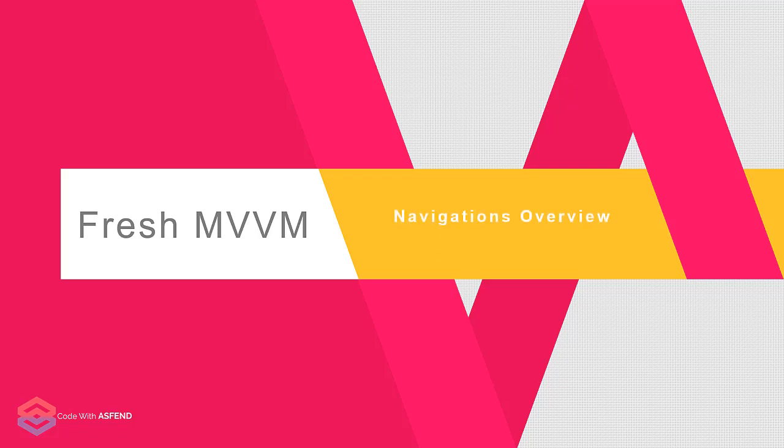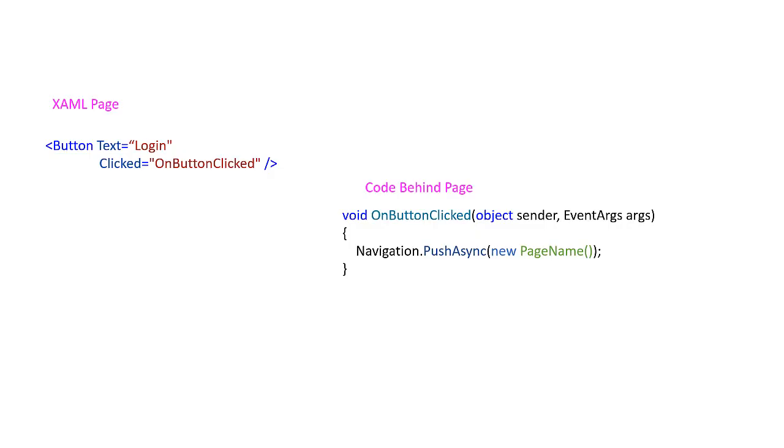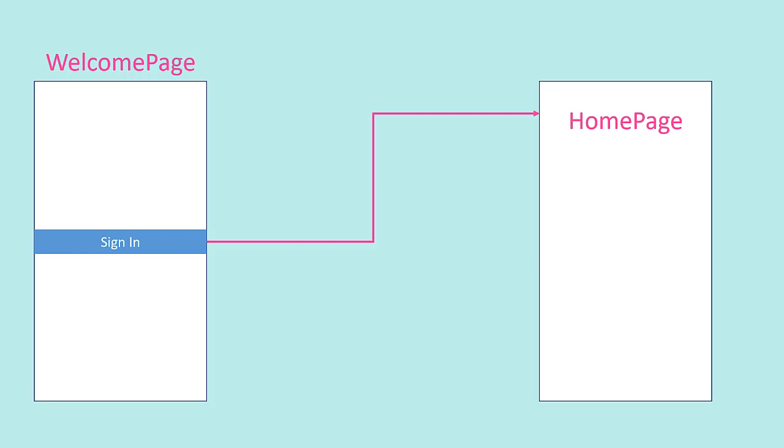In this module, we're going to learn navigation patterns inside the Xamarin Forms application. In Xamarin Forms application, when we want to navigate from one page to another, then we use navigation.pushAsync method with the name of the page where we want to navigate. Let's say we have a welcome page and there we have a button control. Now when the user will tap this button, then he or she will be redirected to the home page.